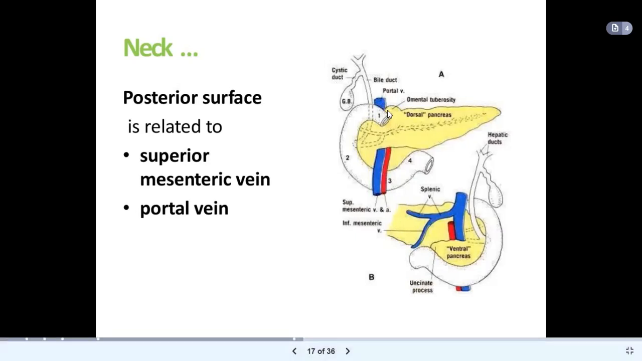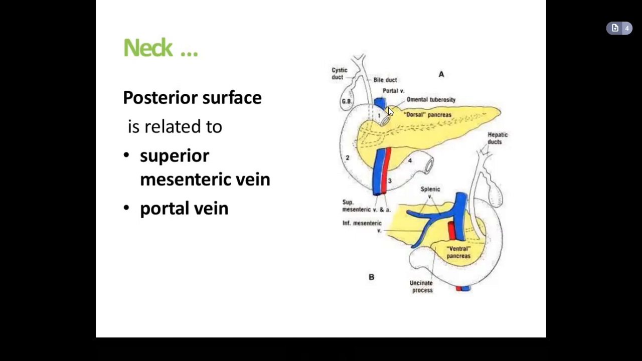Borders: we have the superior border and inferior border. The superior border is overlapped by the first part of the duodenum. The inferior border gives attachment to the root of the transverse mesocolon.